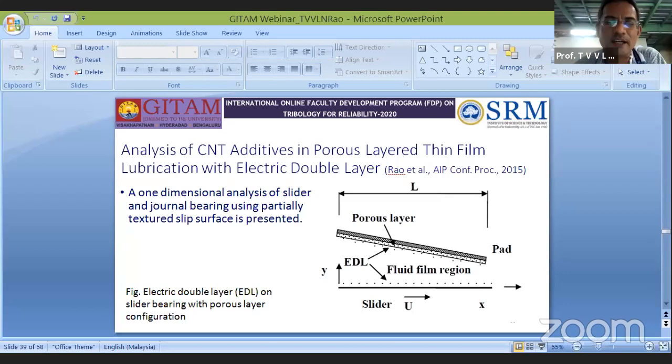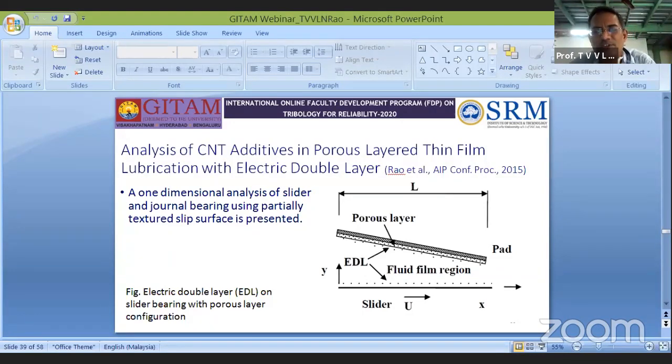I think I did not add any more theory into the later part of the discussion. But what I wanted to highlight is another paper, which was jointly written by our Professor Norani Muti Mohammed and the other colleagues. It is on the electric double layer, considering one porous layer in the film region. So EDL incorporates the electrokinetic force.